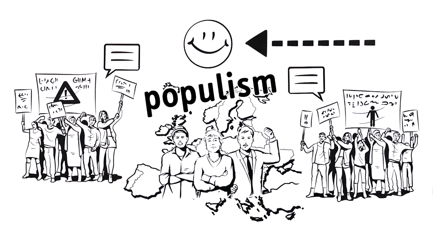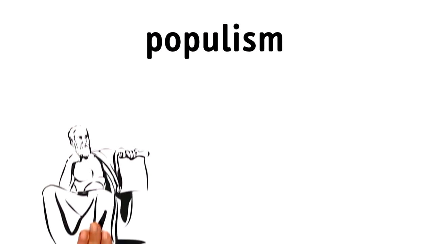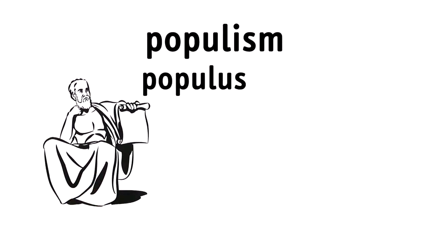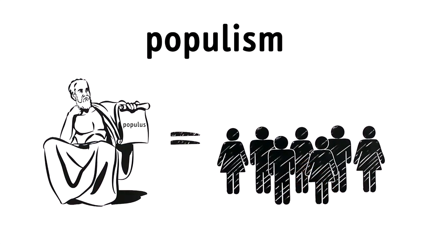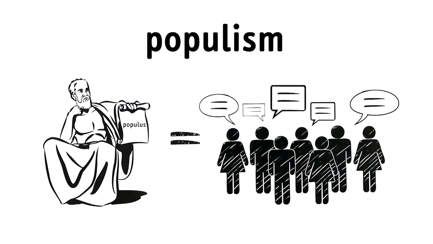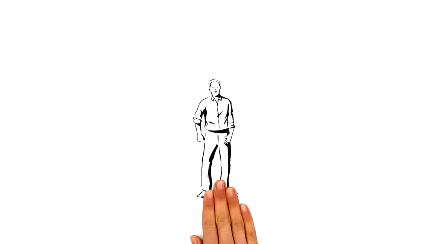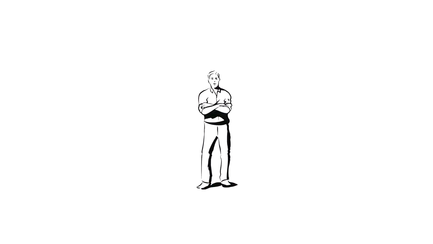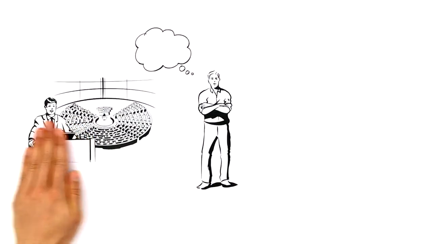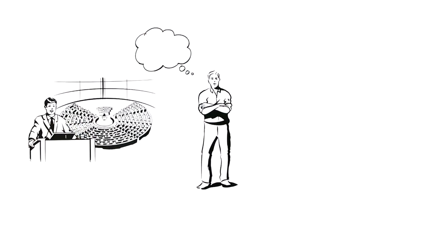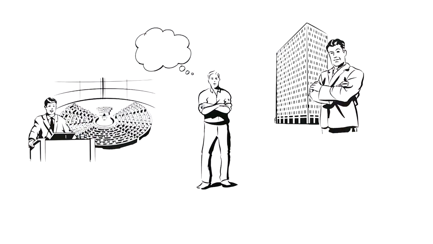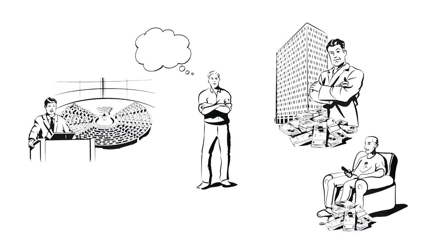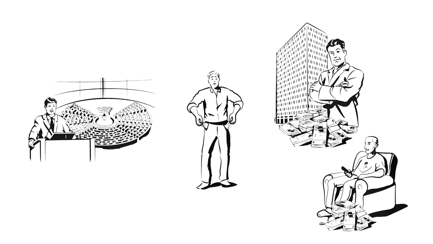Populism. What does that actually mean? The word derives from the Latin populus and means people. So it's about the concerns of the people. Let's take Mr. Smith, for instance. He is dissatisfied too. The politicians don't really care about his interests. It's either the big bosses and corporations that get everything, or those who don't contribute to the economy at all. And what's left for him?